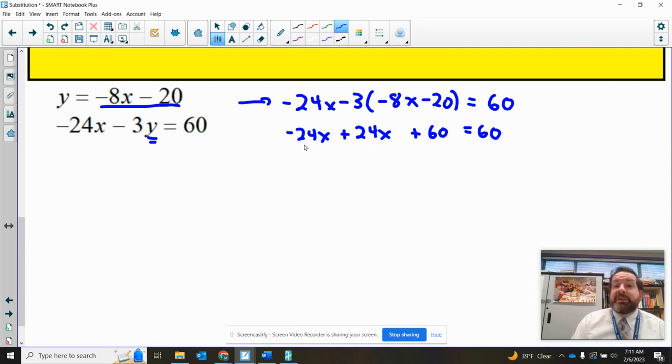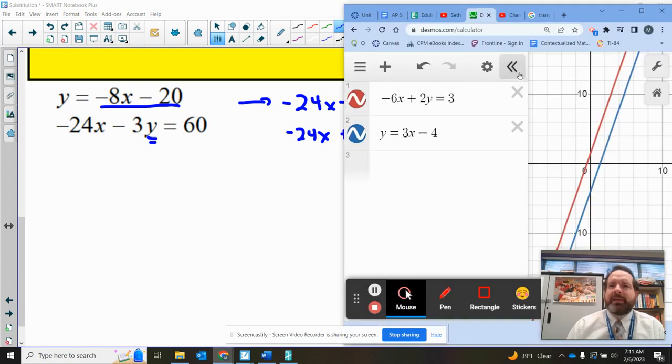Negative 24x plus 24x, group them together. That goes to 0 x's. So I'm left with then 60 equals 60. Once again, no variables left. This time, though, I've got an equation that is true. 60 is equal to 60. Let's take a look at a graph and see what's going on.